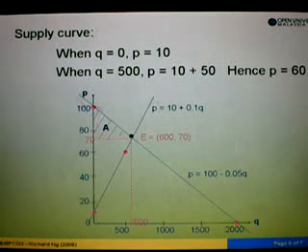From here we need to find the intersection point, which is the equilibrium point. I will show you how to find the equilibrium point. Now bear in mind, the question asks us to find the consumer surplus. The consumer surplus is represented by this area A. So we'll come to that afterwards.